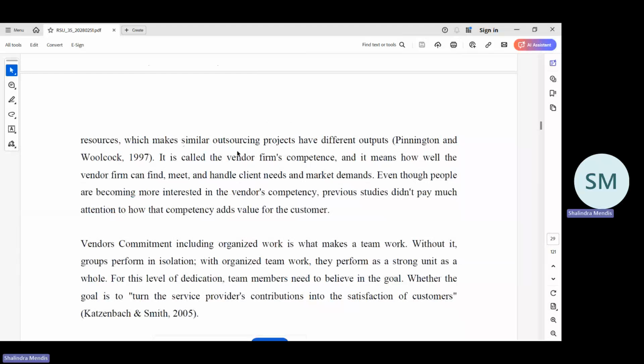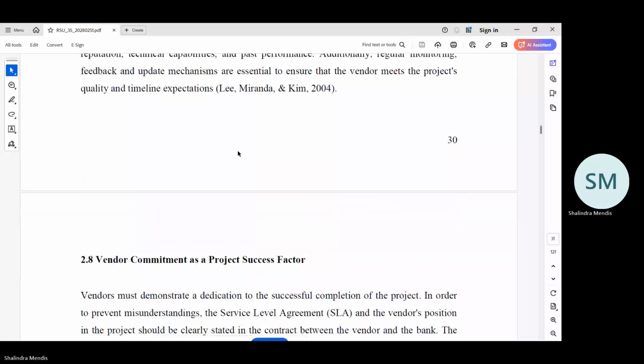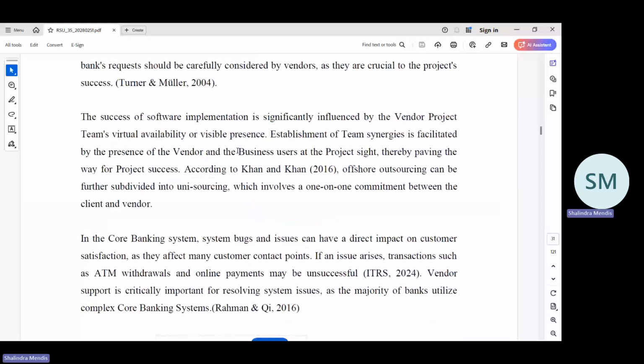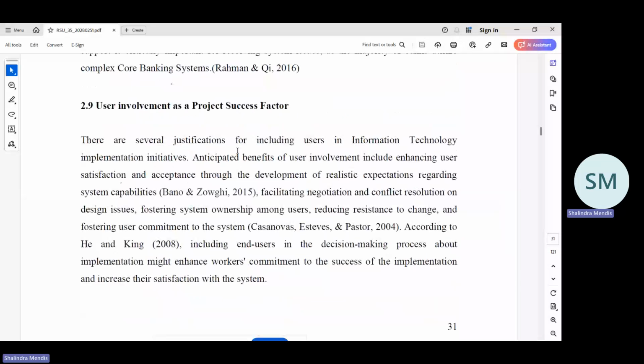Then vendor relationship and involvement as project success factor. This is the way that I found the indicators. Vendor commitment as a project success factor. Another few more indicators in here. User involvement as project success factor. Another few more indicators here. Research gap is next.